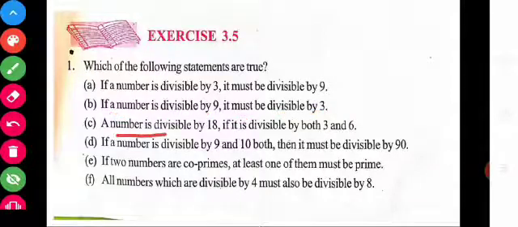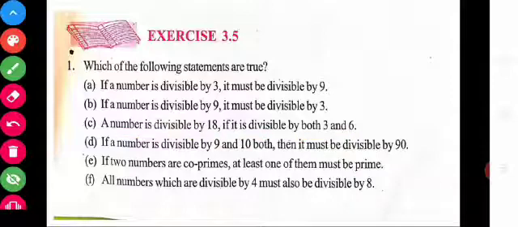Next one, a number is divisible by 18 if it is divisible by both 3 and 6. The statement is false. Why? For example, the number 30 is divisible by both 3 and 6 but not divisible by 18. So the statement is false.